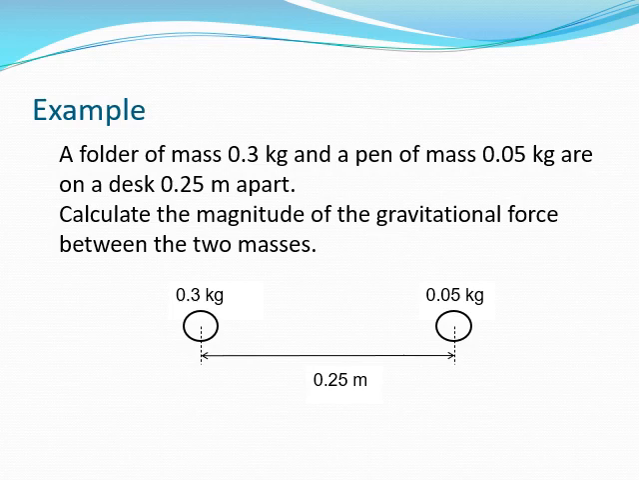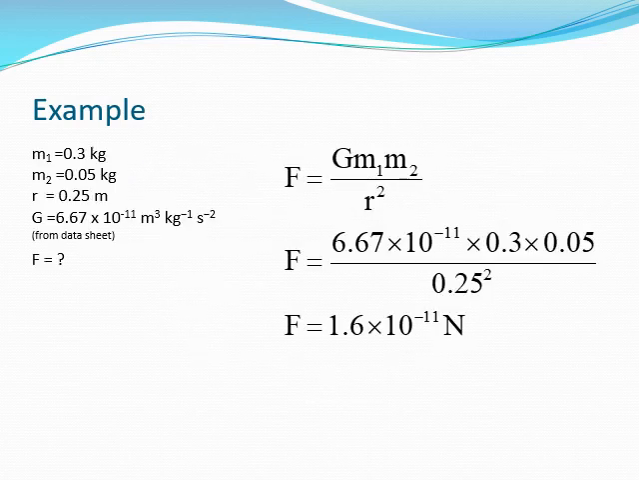Now we've assumed in this that they're point masses, whereas we know that both a folder and a pen would not be like that. So we can list our masses, M1 and M2, and our separation, and big G, and we can substitute into our relationship G times M1 M2 over r squared, and we can see that we get a force of 1.6 times 10 to the minus 11 newtons.